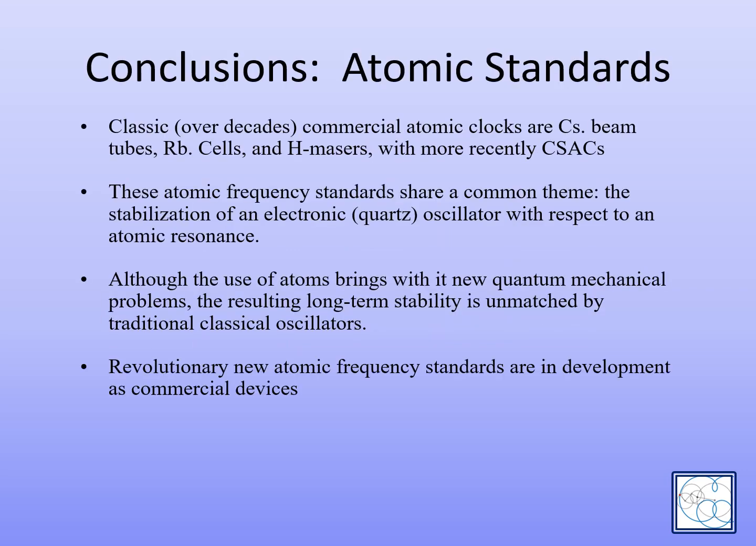In conclusion, classically, over decades, the commercial atomic clocks are cesium beam tubes, rubidium cells, or hydrogen masers, with more recently CSACs. These atomic clocks all stabilize an electronic oscillator with respect to an atomic resonance. The use of atoms with quantum mechanical properties is more complex, but results in better long-term stability. Revolutionary new atomic standards are in development as commercial devices.